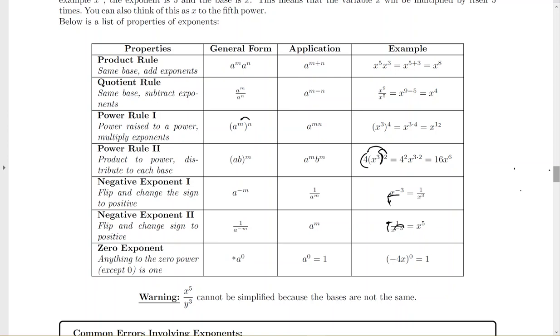Anything to the 0 power is automatically 1. So in this case, it doesn't matter what's inside of here. When you raise it to the 0 power, the answer is going to be 1.